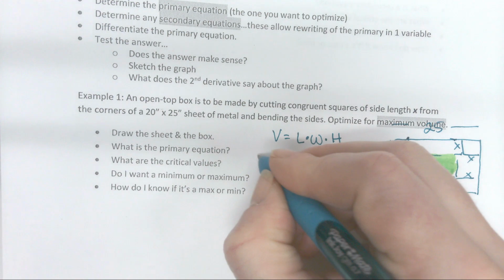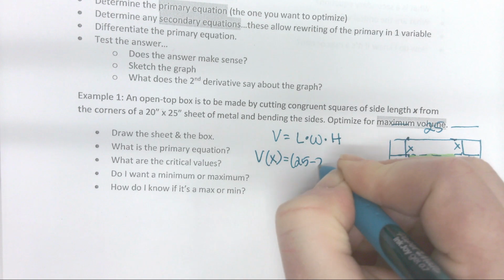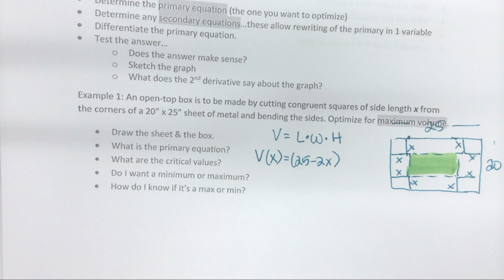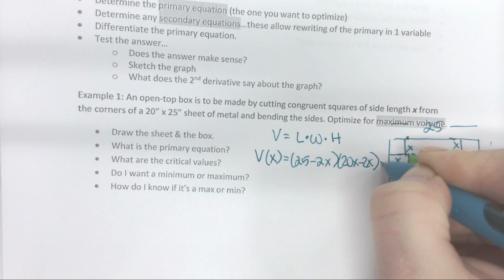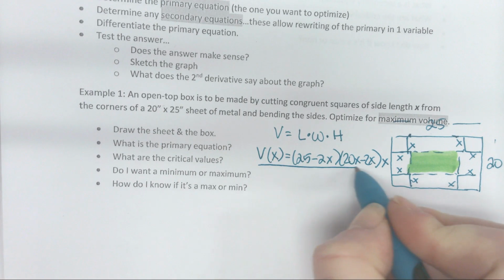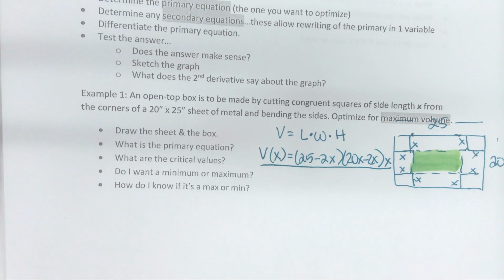So what would be an expression of the length of the box? Okay, so we have 25 minus 2x. And our expression for the width, if this was 20 and we took off x on each side, would be 20 minus 2x, right? And the x would become my height. Okay, so that is my equation that I am now going to maximize.